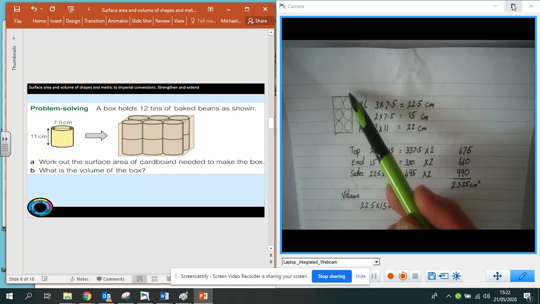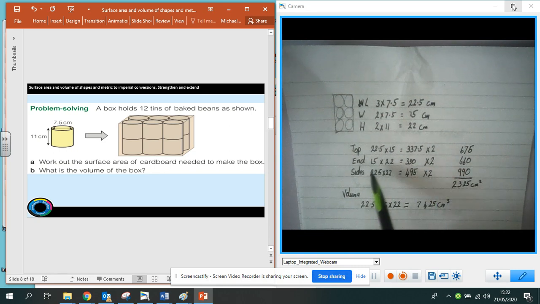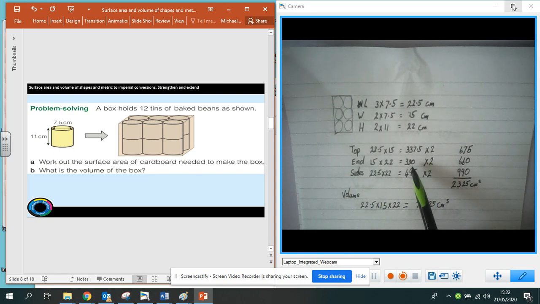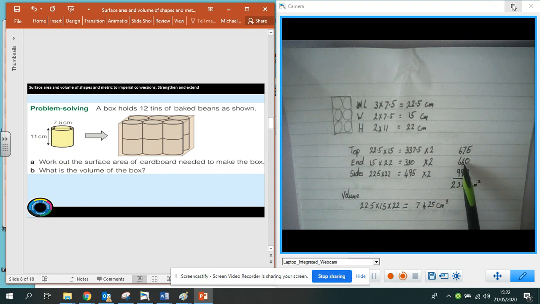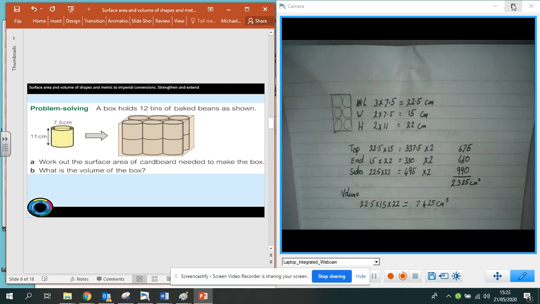The ends, these pieces here, are 15, again by 22, the height. 15 times 22 is 330, times 2, 660. And the sides, which are the largest part of the box, you have 22.5 long by 22 high, gives me 495, multiplied by 2, gives me 990. If I add those all together, I get 2,325, and the unit that we're going to be dealing with here is square centimeters.